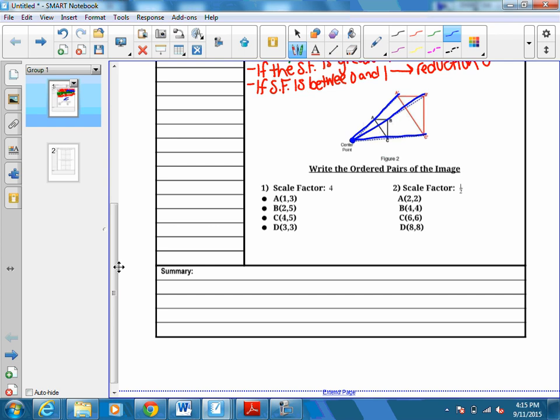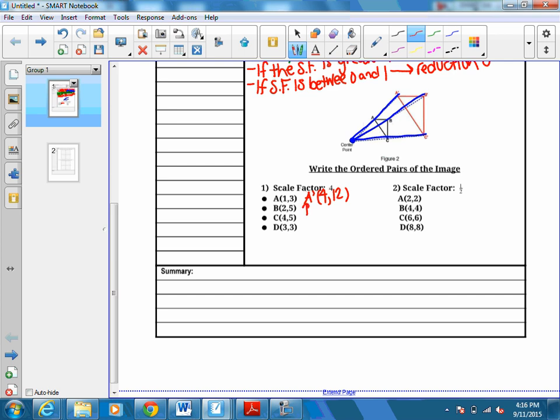If we look at the next part, it says write the ordered pairs of the image. For number 1, I have my scale factor of 4, and I have 4 ordered pairs. Remember, if I want to perform a dilation, I have to multiply each individual coordinate by the scale factor. For A prime, 4 times 1 is going to be 4. 4 times 3 is 12. That's my new ordered pair after the dilation.